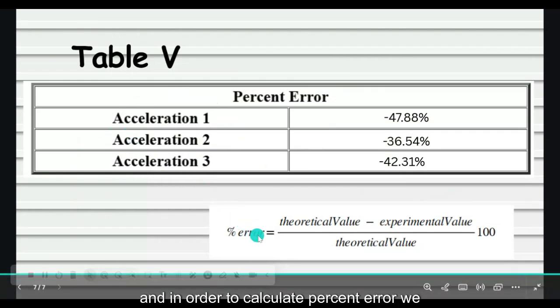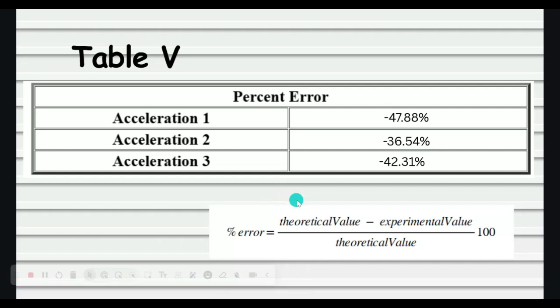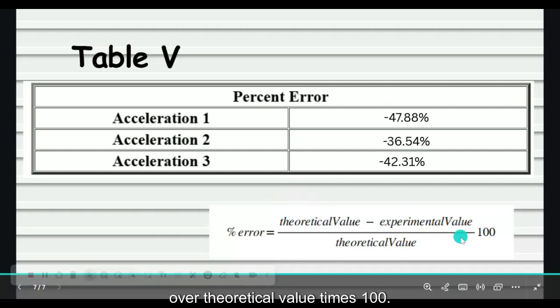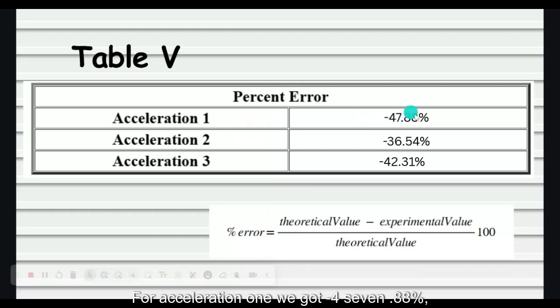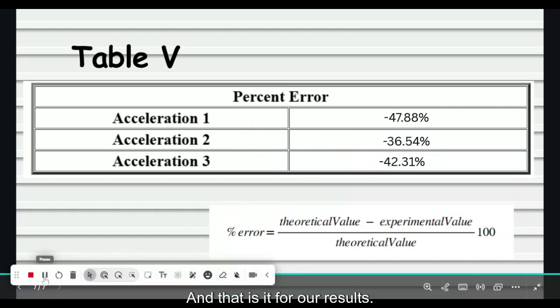For our percent error, we had to use all 3 of our points. And in order to calculate percent error, we need to do theoretical value minus experimental value over theoretical value times 100. For acceleration 1, we got negative 47.88%. For acceleration 2, we got negative 36.54%. And for acceleration 3, we got negative 42.31%. And that is it for our results.